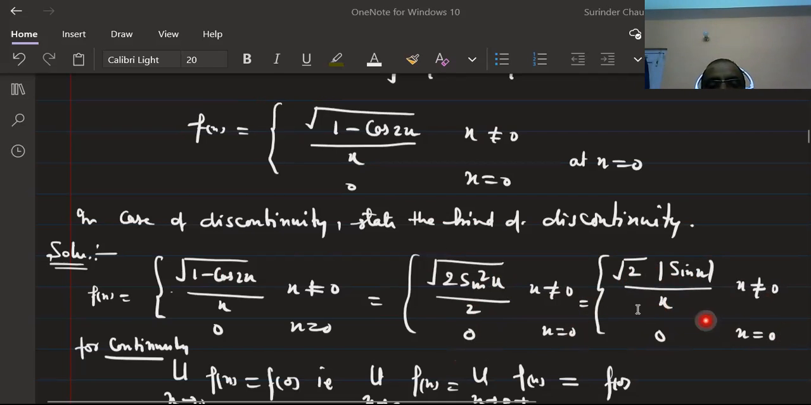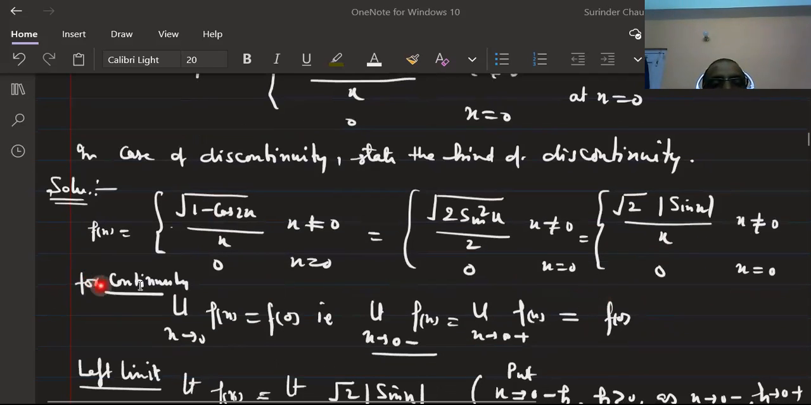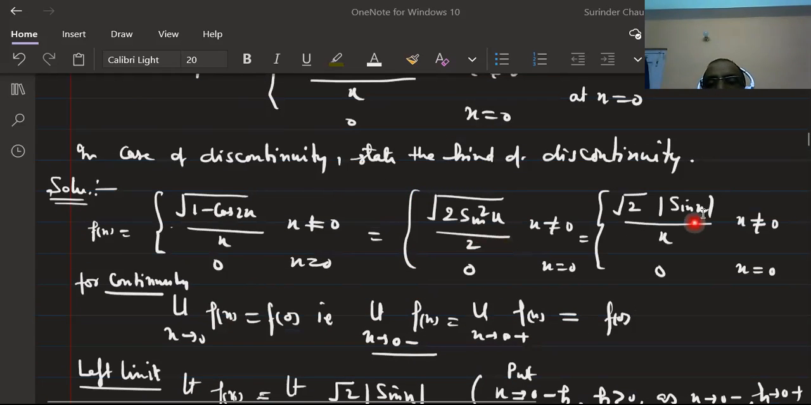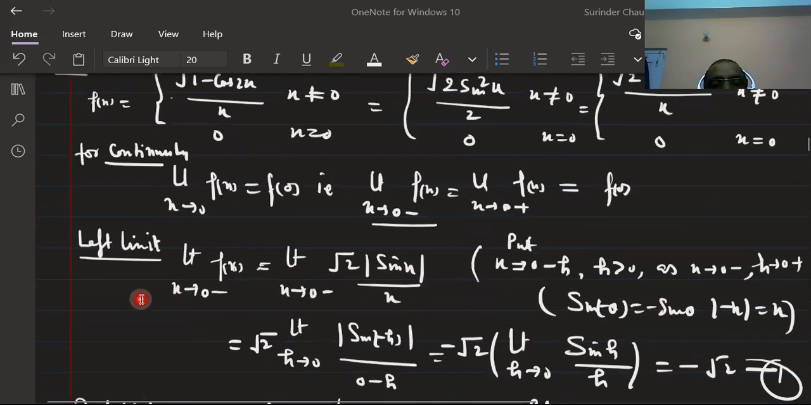And now for continuity, limit as x goes to 0 of f(x). That is, x goes to 0 from the negative side and x goes to 0 from the positive side. Now, why are we discussing the left hand limit? Because of the modulus function, we have to find both the left and right limits.